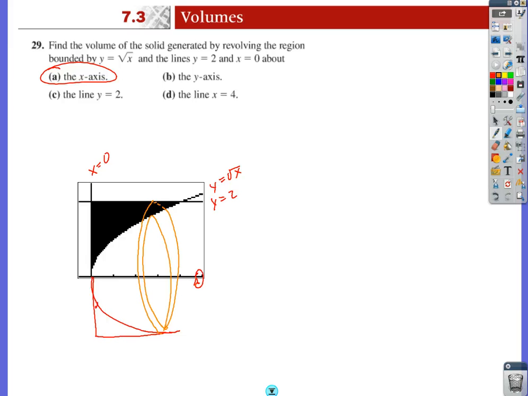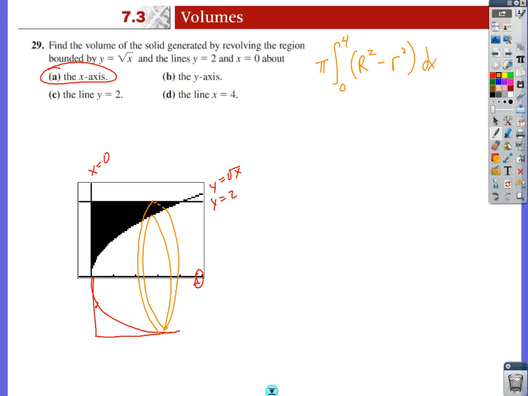So again, the formula for the ring is going to be the integral, pi on the outside, big R squared minus little r squared dx. And I have to find out where these meet. If y is 2, that means x is 4. So I'm going from 0 to 4.